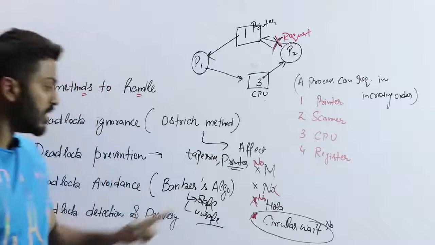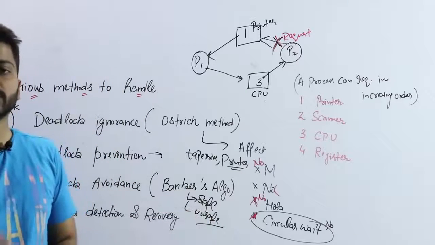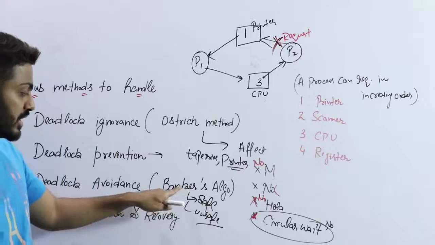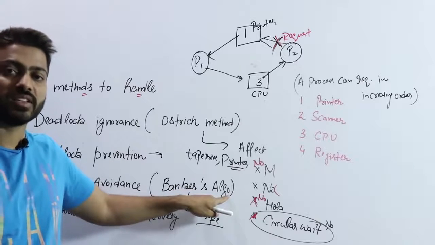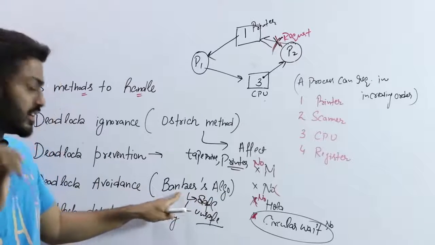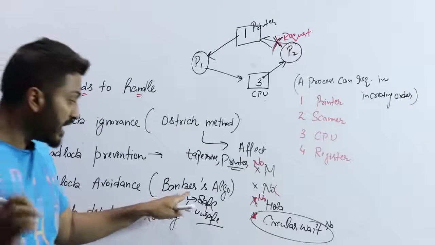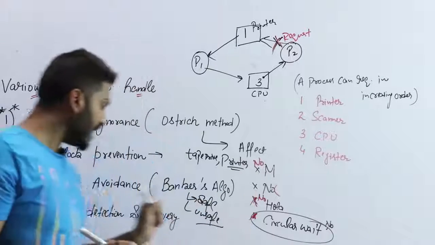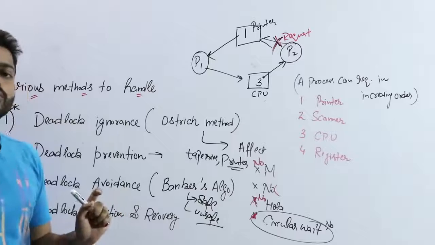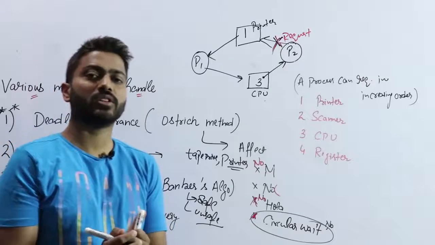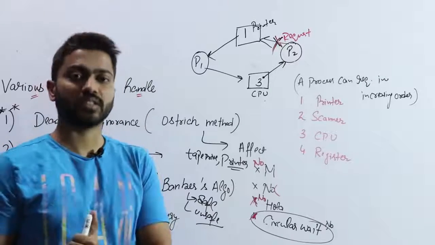This is done by the Banker's algorithm. Banker's algorithm is given by Dijkstra, the scientist. So Banker's algorithm resolves this problem, that is the deadlock avoidance. So for getting more details of Banker's algorithm, you can follow my video on Banker's algorithm.